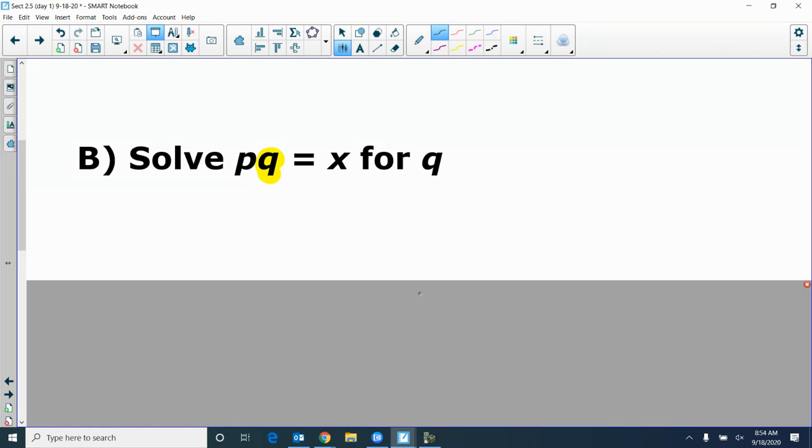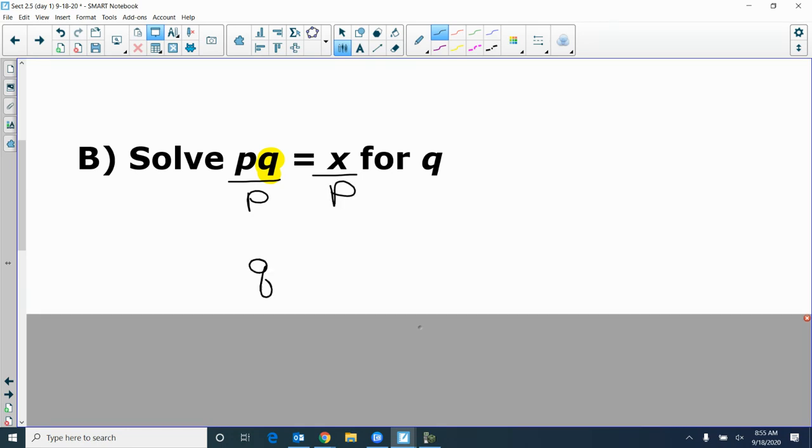The inverse of multiplication is what? Division. So we want to divide. Well, how do we show division? I specifically told you this. You should do the line underneath, and I divide by whatever's multiplied by. So divide by P. So all we write is Q equals X divided by P.